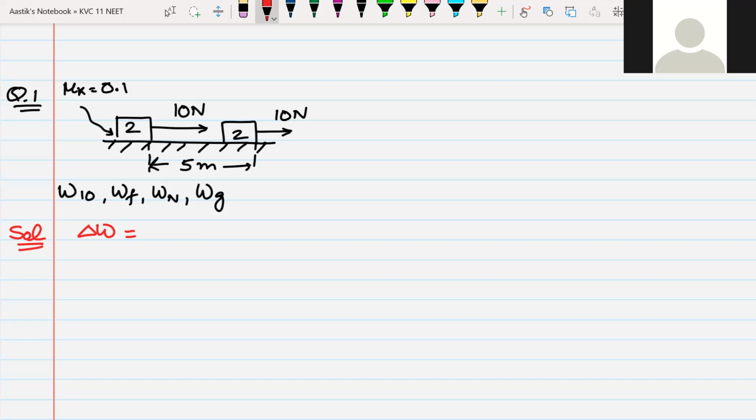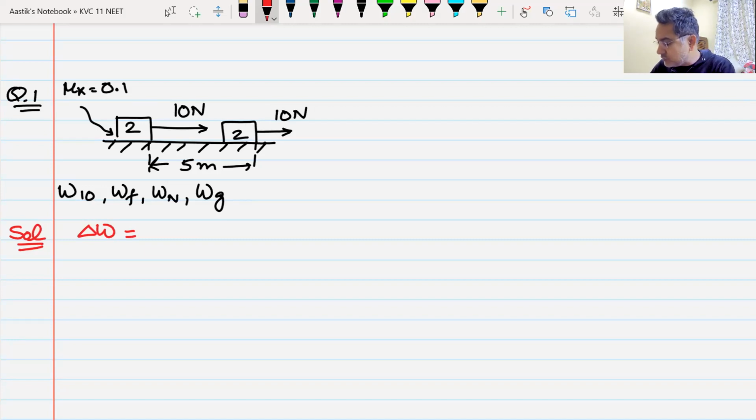Force into displacement cos theta, sir. Formula of work done is force into displacement into cos theta. Okay. Now I have to find out the work done by this 10 Newton force. 50 joules, sir.